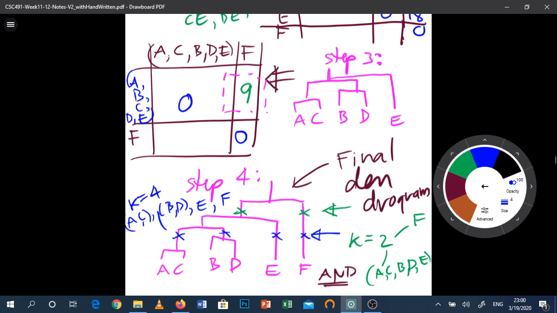Okay, so that's how you would use the single link hierarchical clustering.